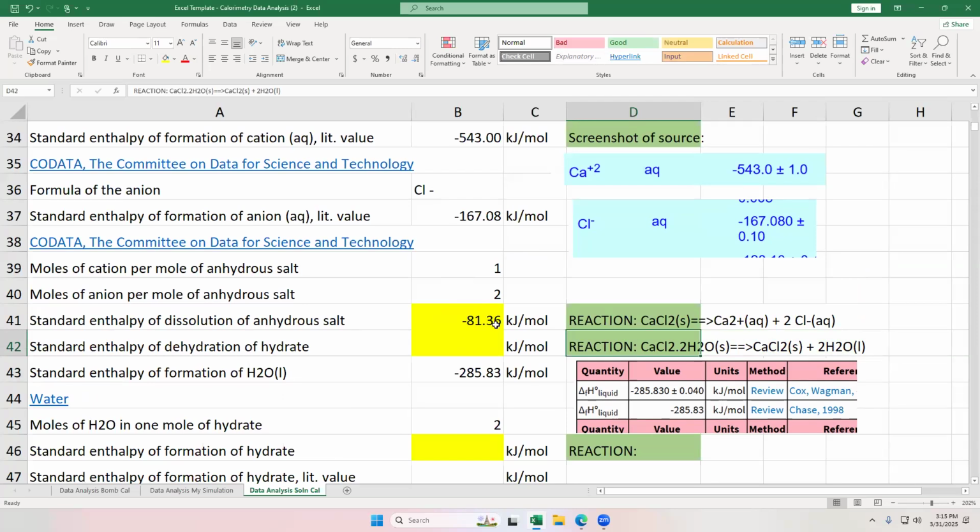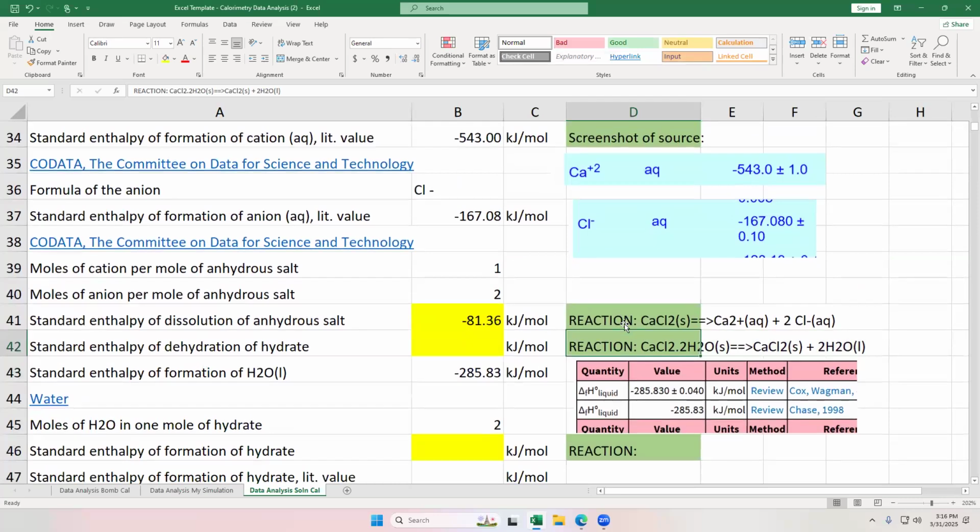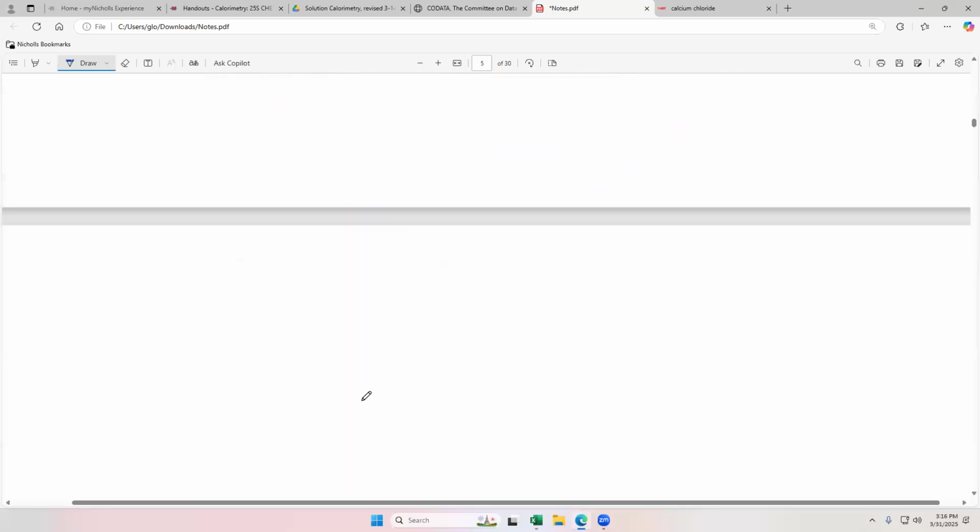Because we can use Hess's law. All right, so let's see how we can do that. I want the standard enthalpy of dehydration of the hydrate, which is this reaction right here. So let me write those down for you. We know calcium chloride solid yields calcium ions, aqueous, plus 2 chloride ions, aqueous.